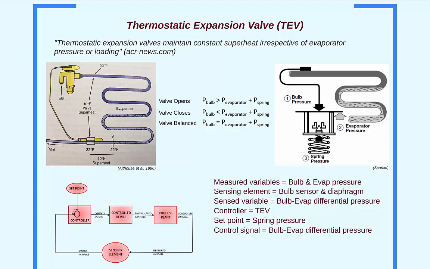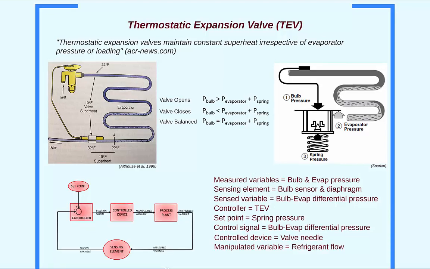The control device is the valve needle, which moves up and down based upon the control signal. The manipulated variable is the refrigerant flow rate. As refrigerant flow into the evaporator increases or decreases, the heat transfer rate changes. The evaporator heat transfer is the process plant in this control loop. This process plant changes the sensing bulb and evaporator pressures. The sensing bulb and evaporator pressures are the controlled variables.